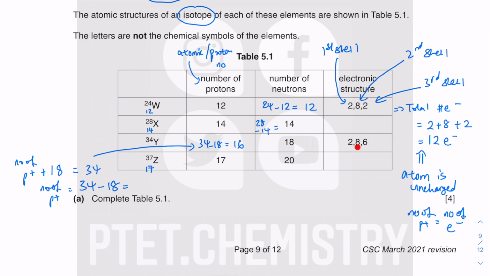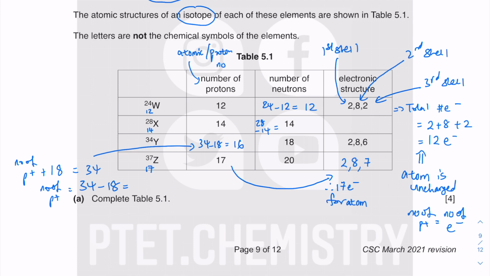2 plus 8 is 10. 10 plus 6 is 16. So you could also get this by having 2 plus 8 plus 6, because you have an atom, so the total number of electrons equals the total number of protons. If you have 17 protons, therefore 17 electrons for the atom, therefore 2 in the first shell, 8 in the second shell. 2 plus 8 is 10. After 10, the third shell can be up to 8 electrons. So 2 plus 8 is 10, 10 plus 7 is 17.